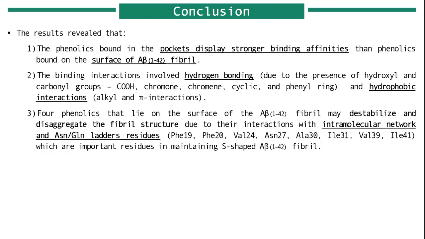Alright, so here is the conclusion. The phenolics bound in the pocket display stronger binding affinity than phenolics bound on the surface of the AB42 fibril, and the binding interaction involves hydrogen bonding and also hydrophobic interactions. And the 4 phenolics that lie on the surface of the AB42 fibril may destabilize and disaggregate the fibril structure due to their interaction with the intramolecular network and ASN, GLN ladder residues, which are really important residues in maintaining the S-shaped AB42 fibril. That's all from me.